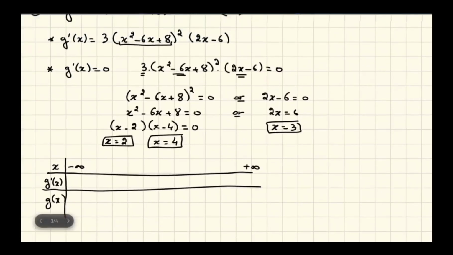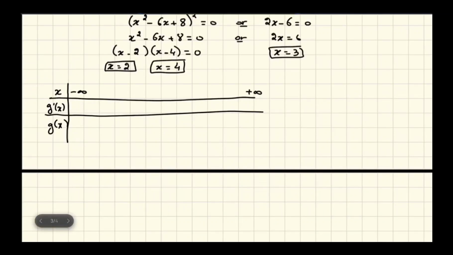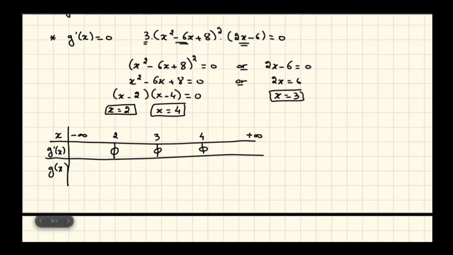Now for this function we have no restriction on x, so our domain of definition is -infinity to plus infinity, or we can say all real values. Now we need to write the stationary values from smallest to largest. So I start with 2, then 3, then 4. So the first value 2 makes g prime 0, 3 makes g prime 0, and 4 makes g prime 0. You can see that. So when g prime of x equals 0, we have the values x equals 2, x equals 4, x equals 3.